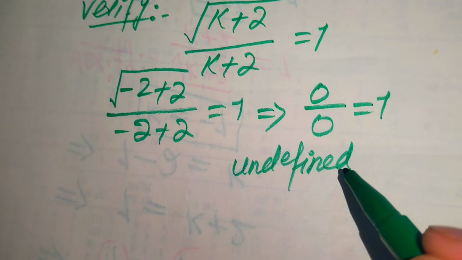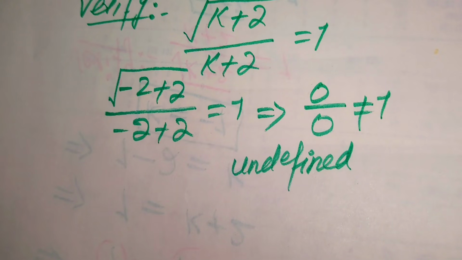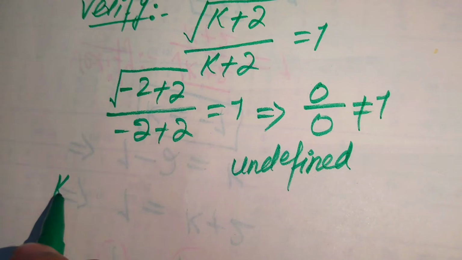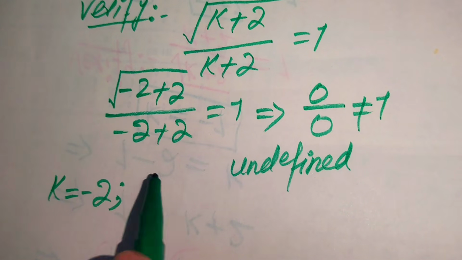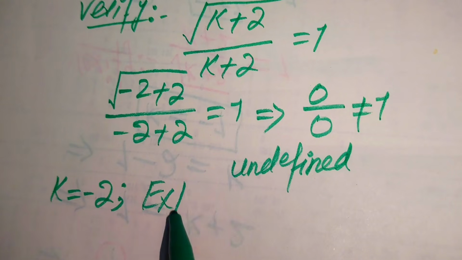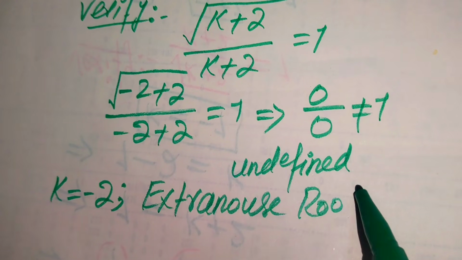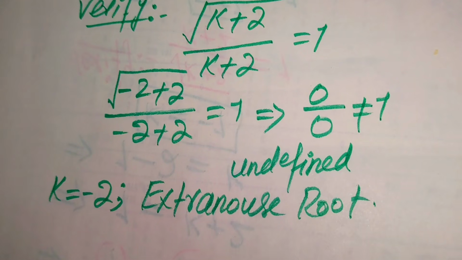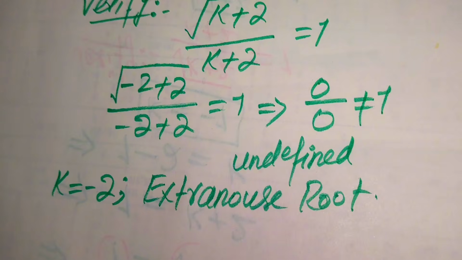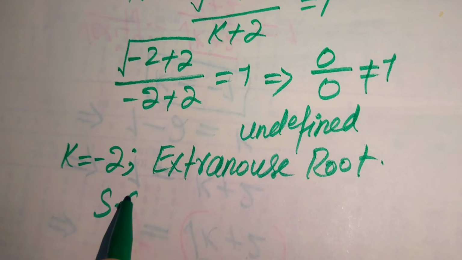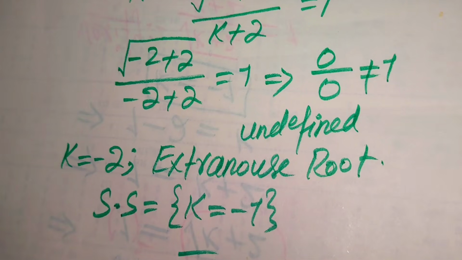So if our left hand side is undefined, this means that both of the sides are not equal, and if both of the sides are not equal, this concludes that the value k equals minus 2 does not satisfy our given question statement, and we call k equals minus 2 the extraneous root of the given equation. So this is the extraneous root, and here we cannot get any value of k. Here we have just one value of k which satisfies our given question statement, so the solution set of this problem is k equals minus 1.